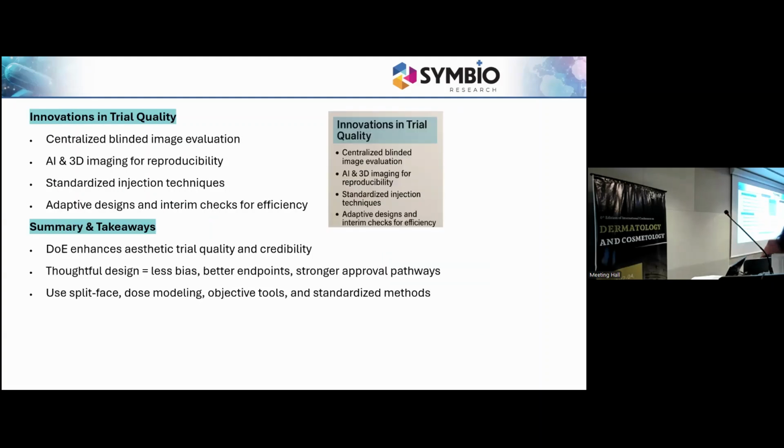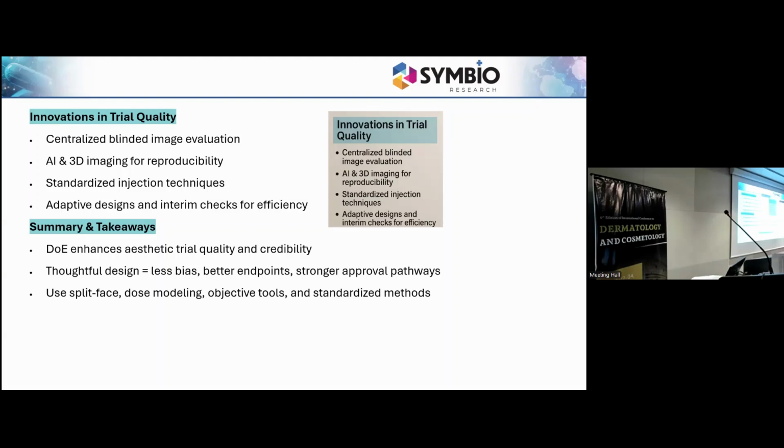Innovations in trial quality. First, centralized blinded evaluation. I think Irene did a fantastic job explaining how the masking of the AI images is helpful. Next is standardized injection techniques. I think it is very, very important, and doctors, innovators and researchers are working on that.